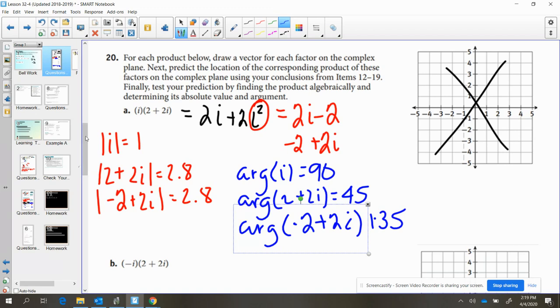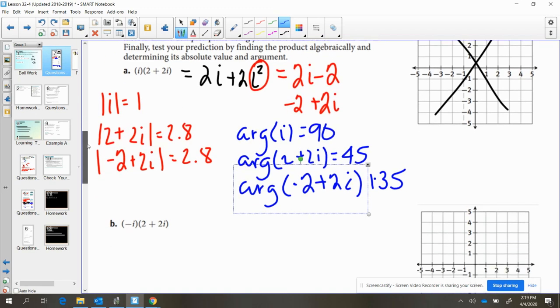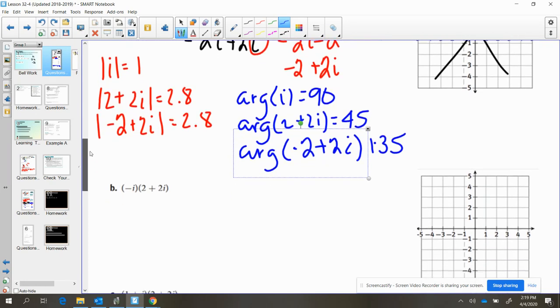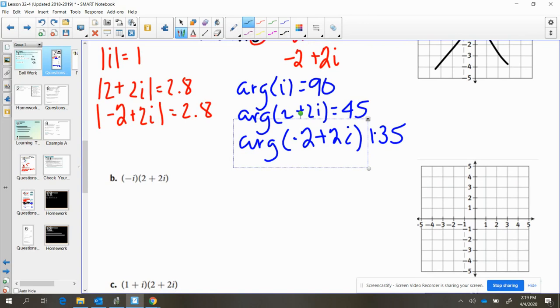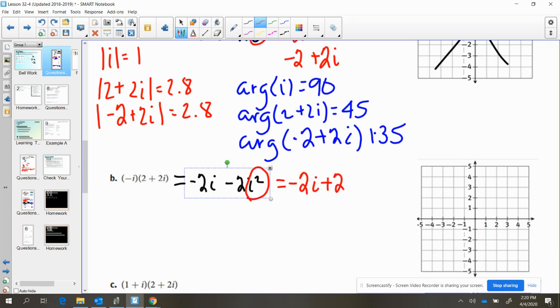Now, I want you to take a moment on your own and try this exact same process for part B. First, look at the product here. If we distribute the negative i through, we end up with negative 2i minus 2i squared, but i squared is negative 1, so really this became negative 2i plus 2. Again, make sure you write this in the correct order so that you see it as a plus bi, so 2 minus 2i.